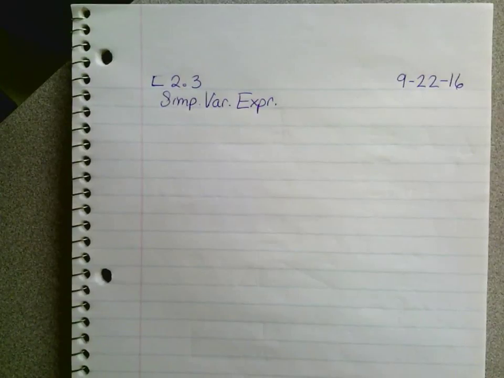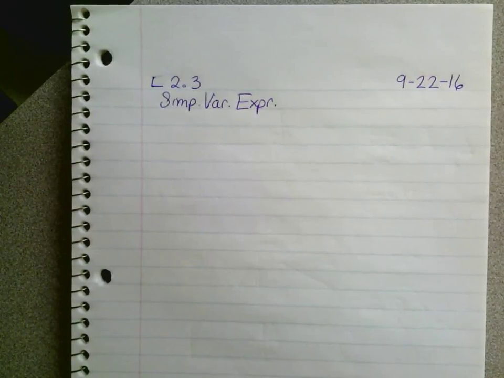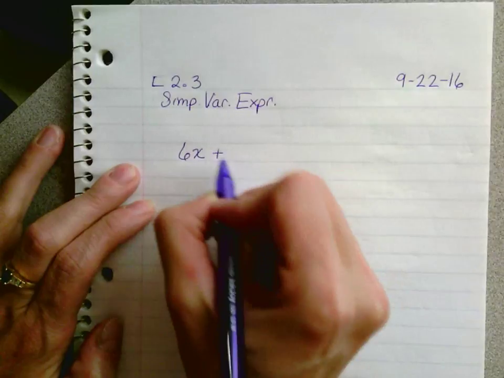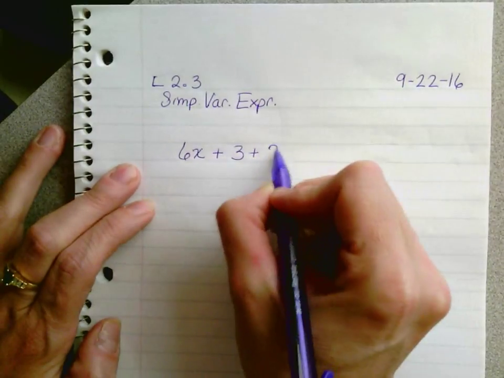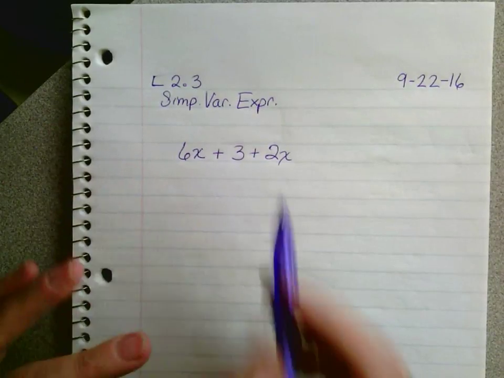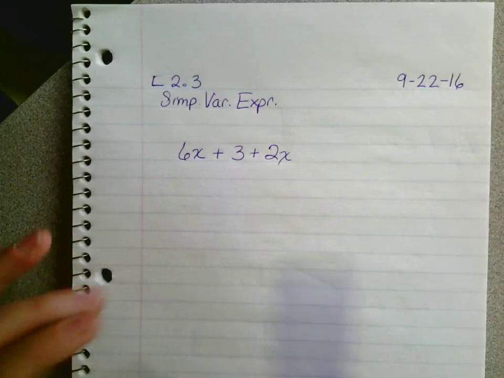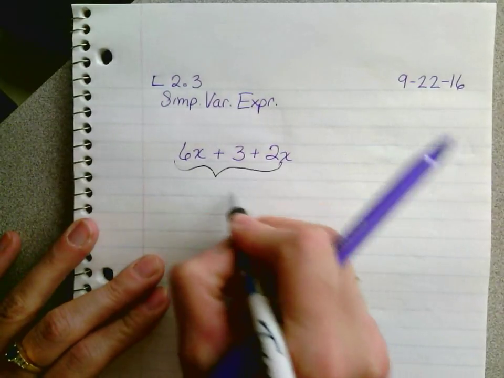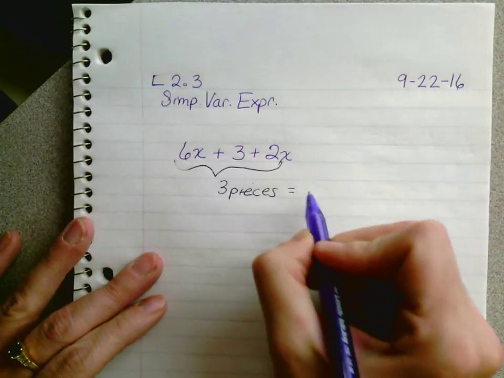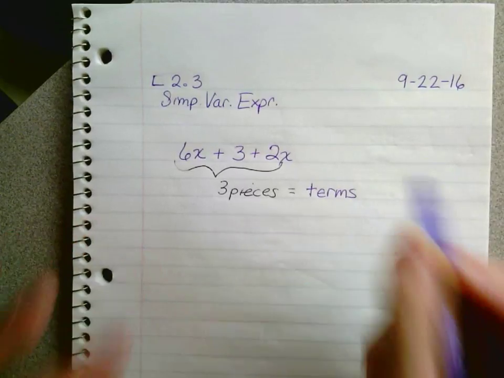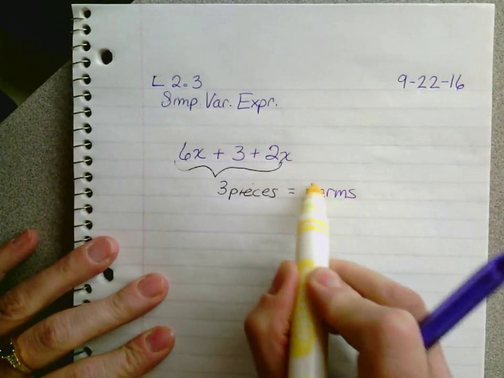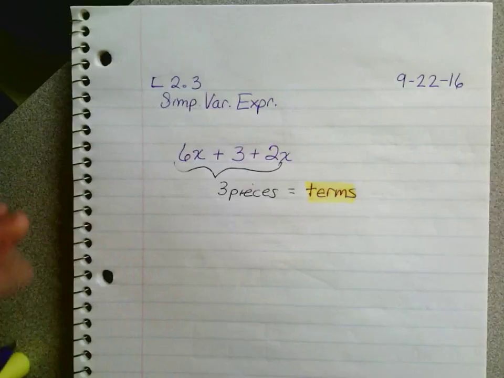We're going to go ahead and get started. Notice there are 3 yellow definitions. For sake of argument, I'm going to go over those with you. If I give you this list, each piece, the 3 pieces, are called terms. There are 3 terms here: 6x, 3, and 2x. Those are all terms.